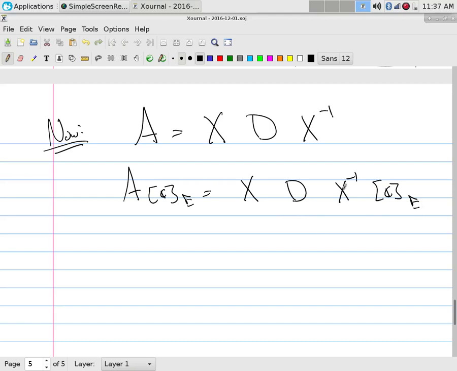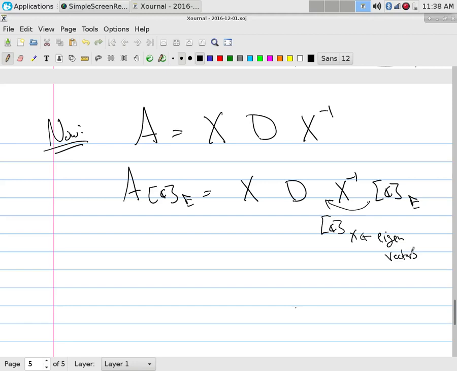Look at the right-hand side for a second. What's X inverse? It's the inverse of a basis matrix. What would that do to the coordinates of an object in standard basis? This becomes coordinates in the basis of X, which is the eigenvectors. Once I multiply by X inverse, well, now this is your coordinates according to the eigenvectors.